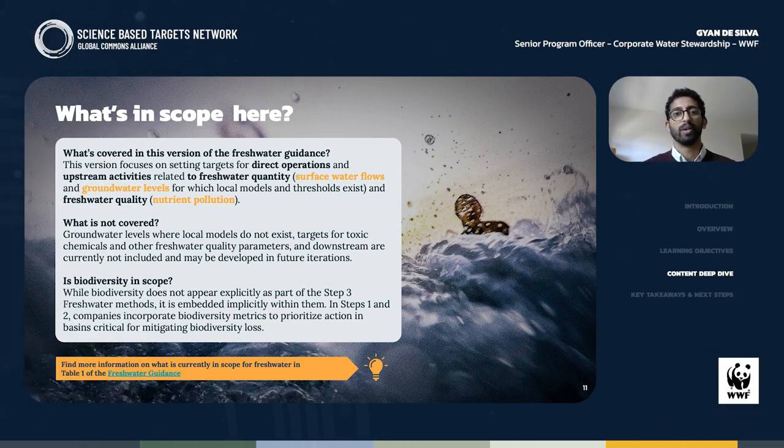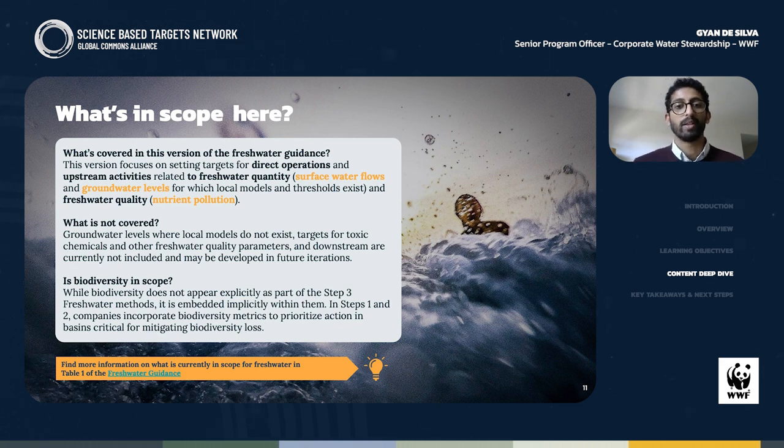So you may be wondering, what is currently covered in this version of the methods and what may be coming next? This version focuses on setting targets for direct operations and upstream supply chains related to freshwater quantity, that's surface water flows and groundwater levels for which local models and thresholds exist, and freshwater quality, that's nutrient pollution. So what is not covered? Number one, groundwater levels where local models do not exist. Number two, targets for toxic chemicals and other freshwater quality parameters.